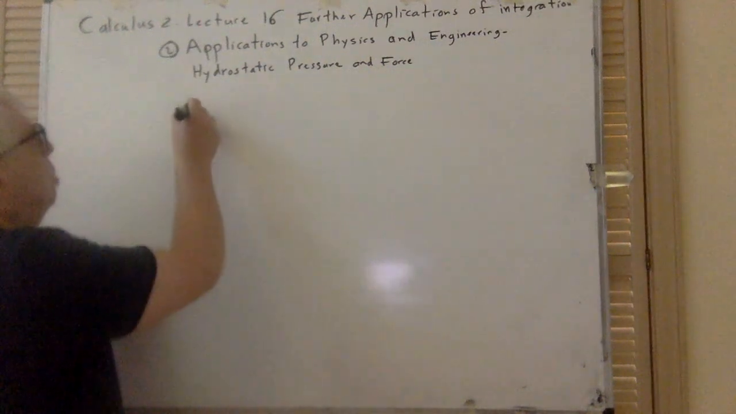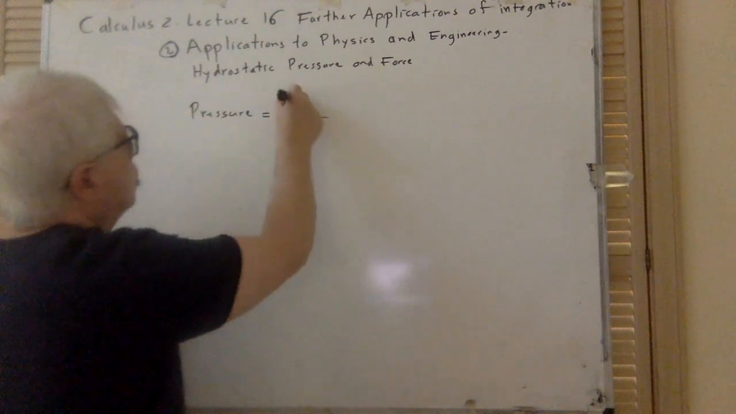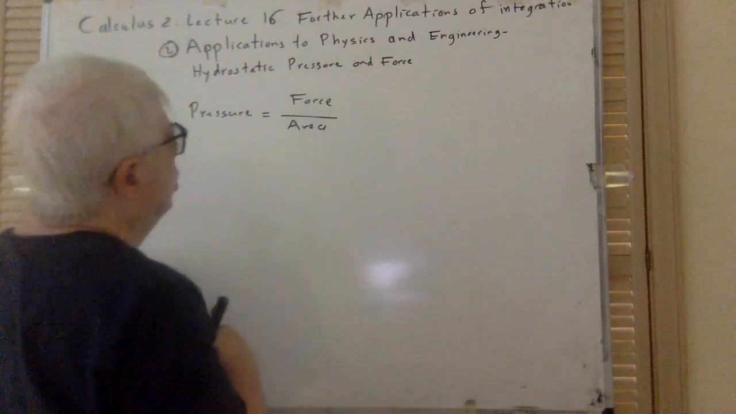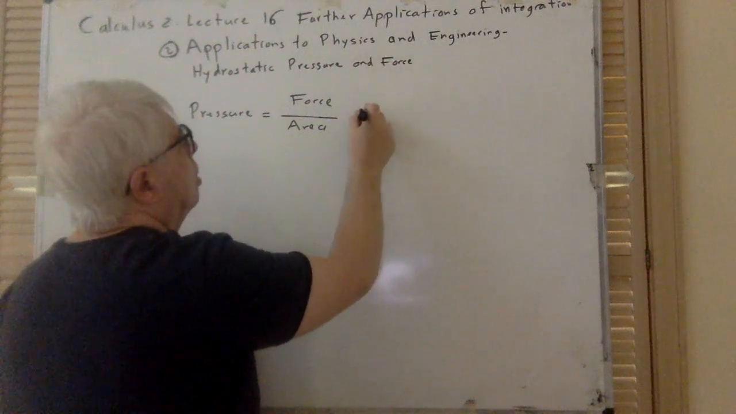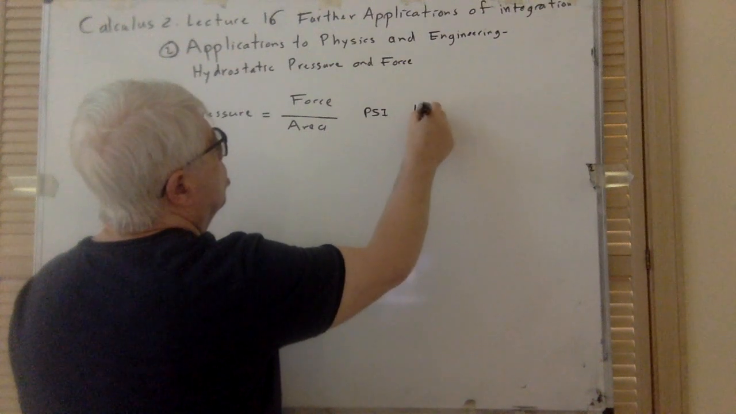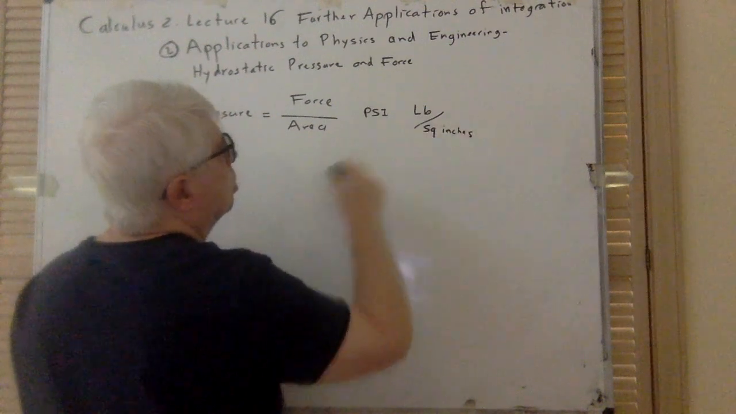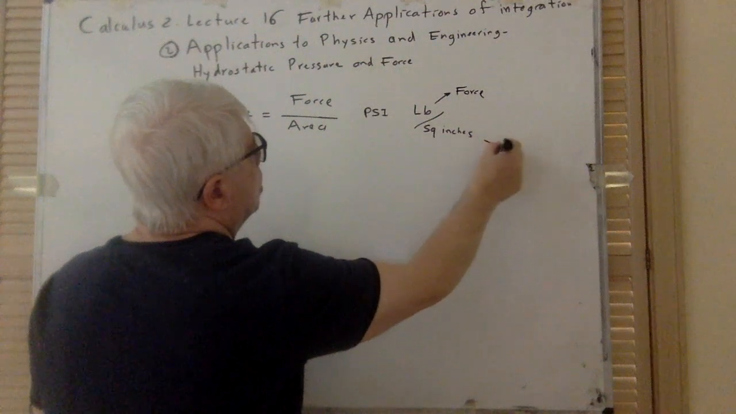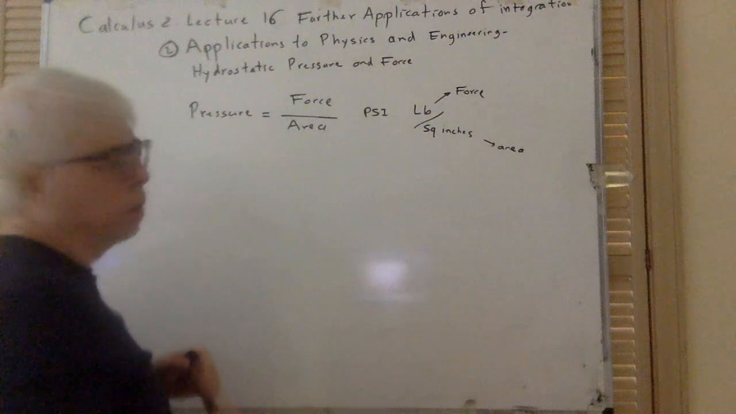Okay, now what is pressure first? Pressure is force over area. You might have seen this on your car tires. It says PSI. PSI is pounds per square inch. So this is force over area.